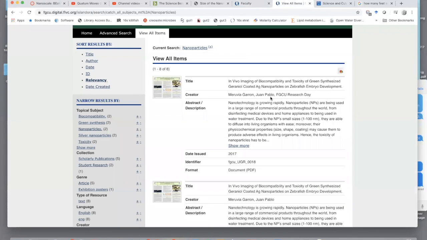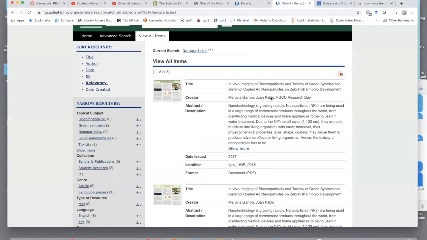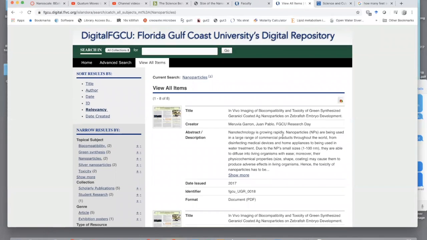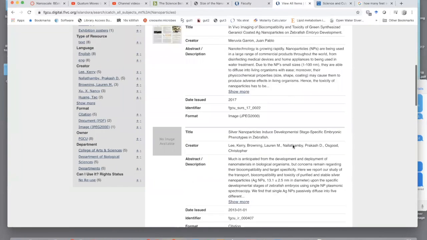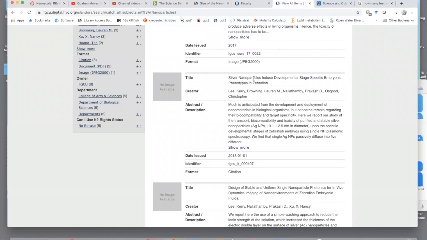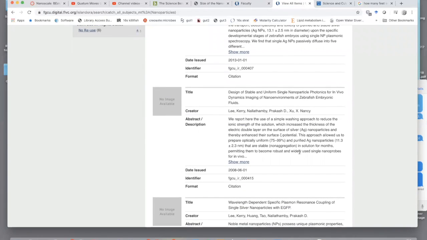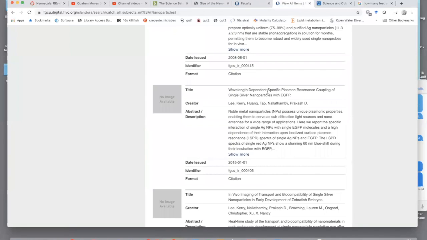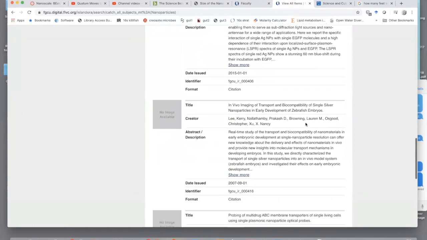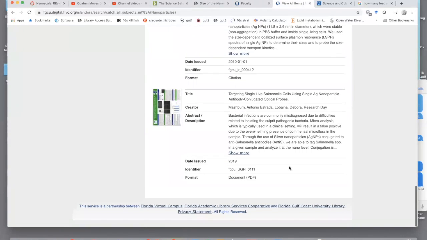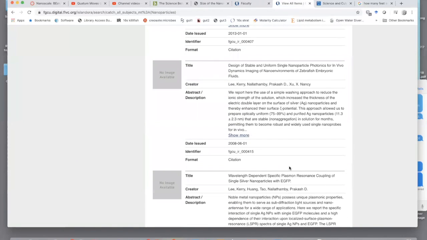There's also been a lot of research also at FGCU. This is looking in the digital repository of all the presentations that have been given by FGCU faculty. So here we're looking at silver nanoparticles and their toxicity on fish. There's other people who have looked at silver nanoparticles and their toxicity on fish, as well as nanoparticle photonics, coupling of single nanoparticle wavelengths and plasma, transport of nanoparticles. There's a lot of really interesting nanoparticle research going on at FGCU, across the United States, across the world.